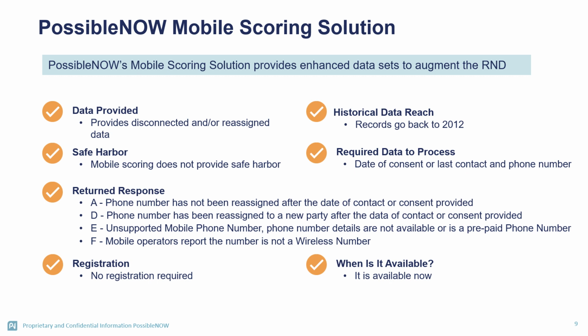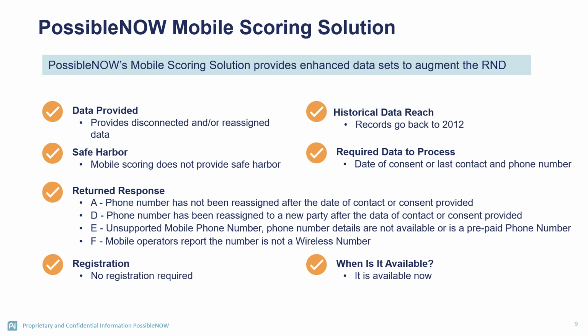The response that we provide is a little bit different than the R&D's response. We have 4 different responses, A, D, E, and F. So A meaning it has not been reassigned, D being that it has been reassigned, E meaning that it could be from a prepaid type burner phone where that data doesn't exist.